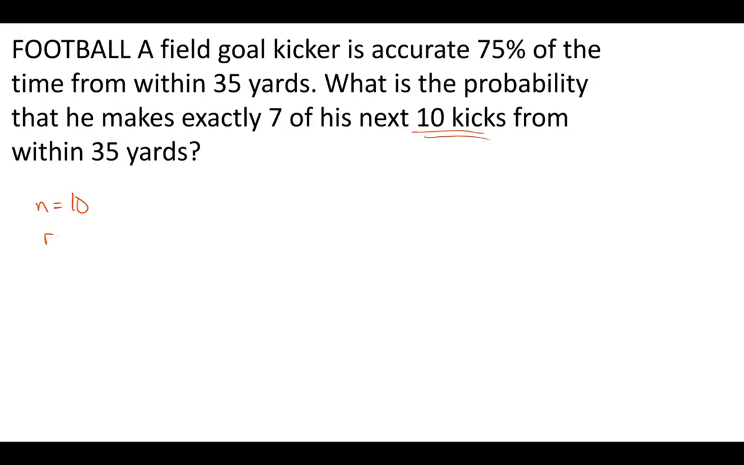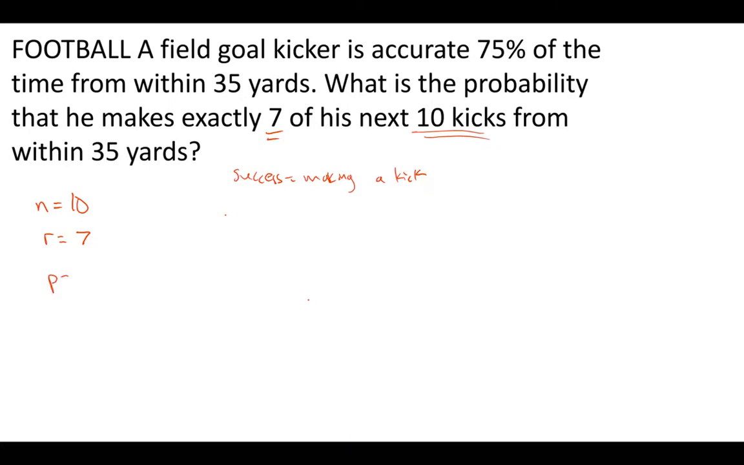And then next would be R. So let's think about what R is. It's a success. So what is a success? A success equals making a kick, right? So when we're trying to get exactly 7, R would be 7. And also N should always be bigger than R. You should always have at least as many trials as you have successes. I suppose it could be the same, but N should always be at least as big.